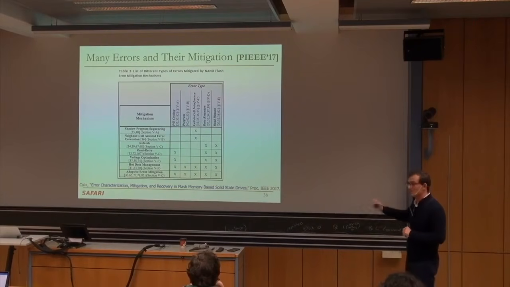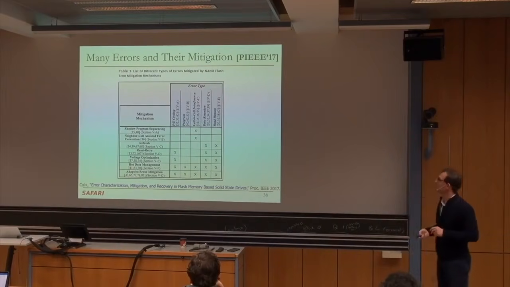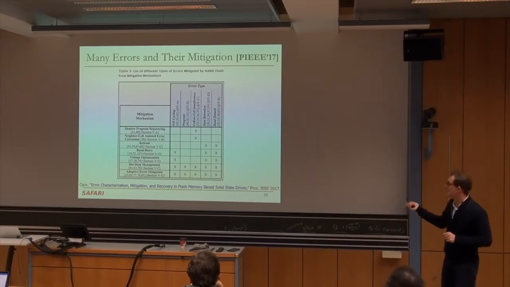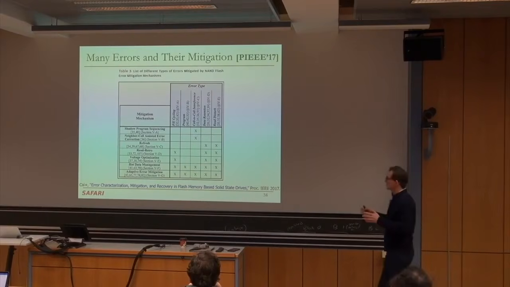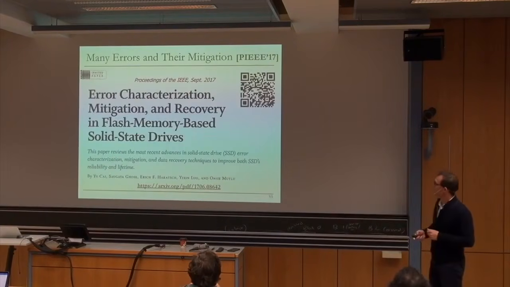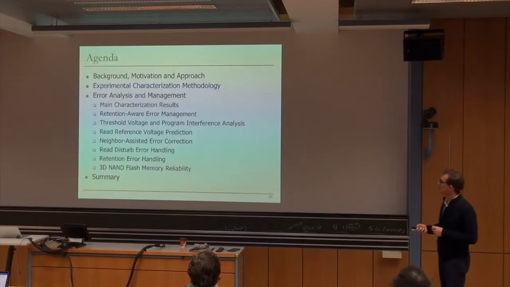This is in planar flash. There's also some more in 3D flash. And these are some mitigation mechanisms that we're going to talk about. Maybe not all of them, but I already talked about hot data management, for example. That's employed in flash drives, but maybe it's not employed in the best ways. Okay, and I'll point you to those papers.